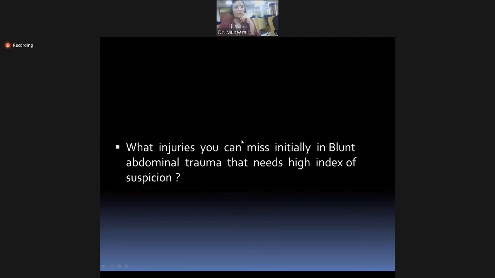What are the injuries that you miss in BAT? Renal vessel injuries, Zenona, are very easily picked up on a CT scan. Very easily. Hardly missed.